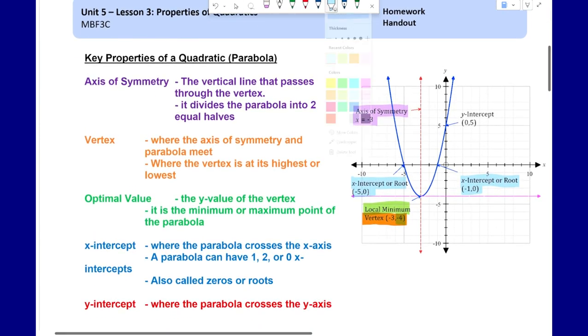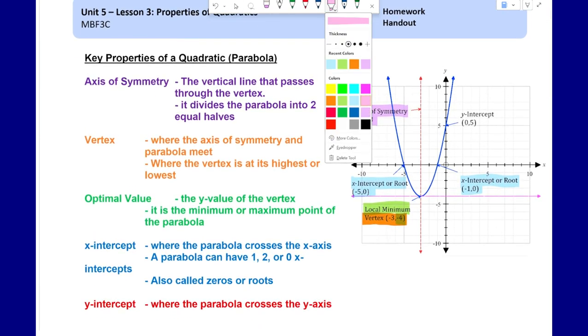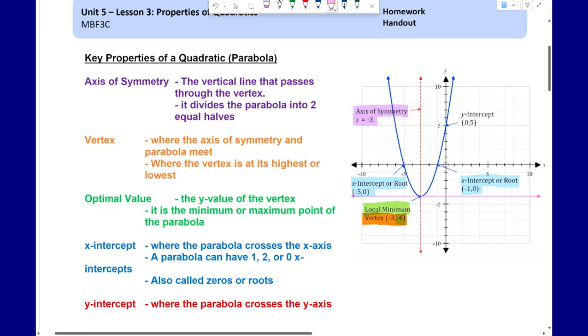And then lastly, our y-intercept. The y-intercept is where it crosses the y-axis. Usually there's only one of these values, not two or zero like the x-intercepts. Our graph should always have a y-intercept at some point. There should be something there where it crosses the y-axis.